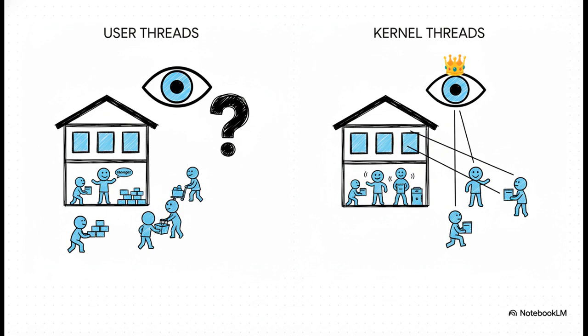And the key thing here is that the operating system is totally clueless. It has no idea there are individual workers inside. It just sees one big process. But on the right, you have kernel threads, where the OS is the manager. It sees and controls every single worker directly, handling all the scheduling for you.